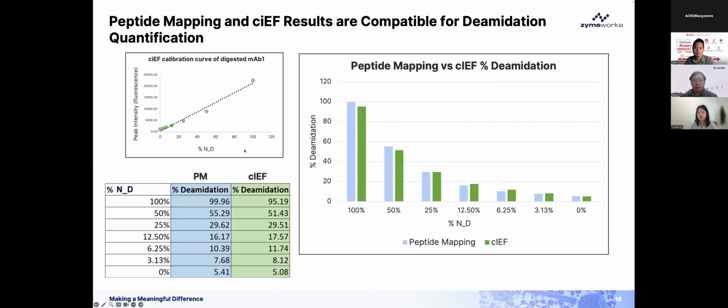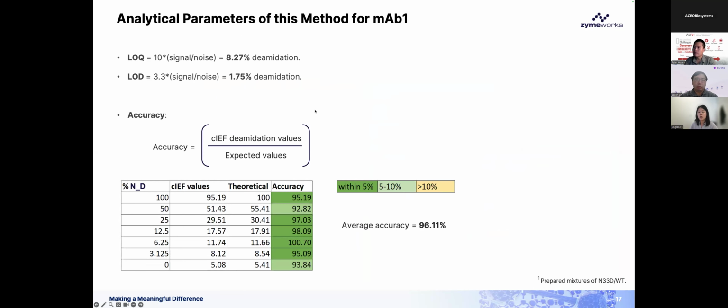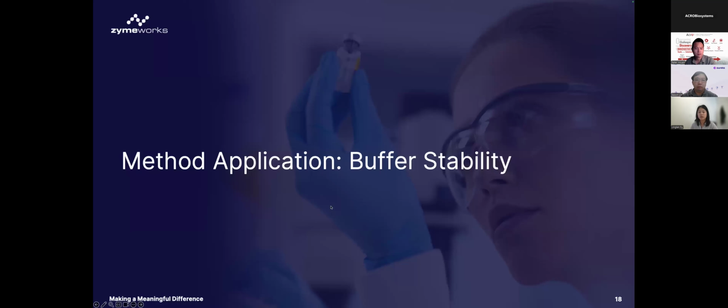The sample mixtures were run by both peptide mapping and CIF, and we found that the peptide mapping results and CIF results are highly compatible. And here are some analytical parameters of this method, with LOQ of 8.3% and LOD around 2%, with accuracy more than 90% compared to both the theoretical mixture percentage and peptide mapping results.